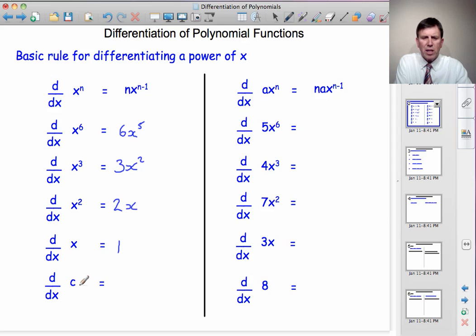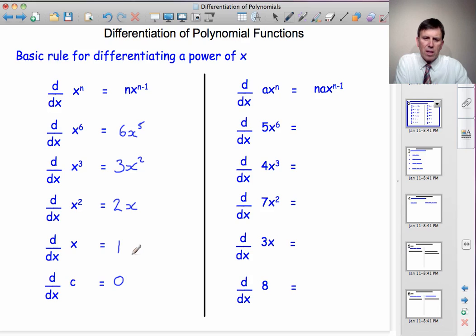What if we differentiate a constant c? Well, we could think of that as cx to the power 0, because x to the power 0 is 1. And we'd multiply by the 0 at the front, and we'd get 0 times cx to the minus 1. But the 0 would drive the answer to 0 when we multiply by 0. So, if we differentiate a constant, it's 0.